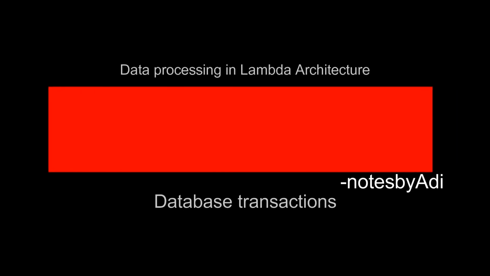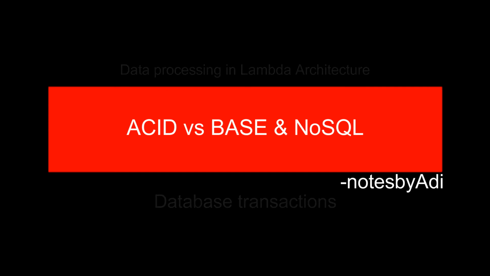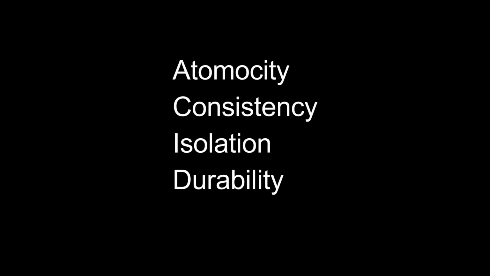Consider a bank system. Over here, we have an ACID database transaction. ACID stands for atomicity, consistency, isolation, and durability. By atomicity, we mean that your transaction will either follow through completely or it will not follow at all. So, it is an all or nothing kind of transaction.